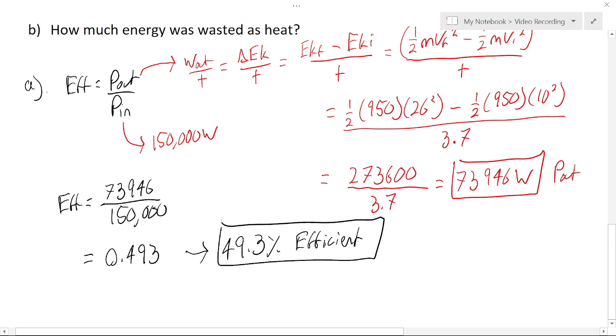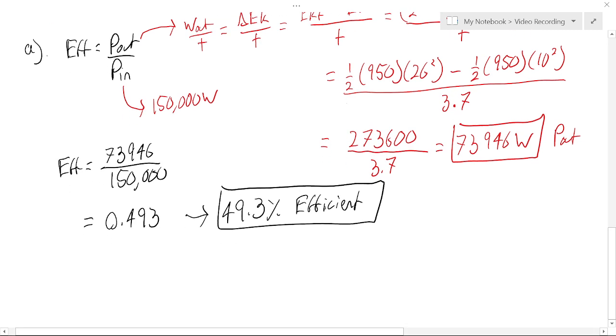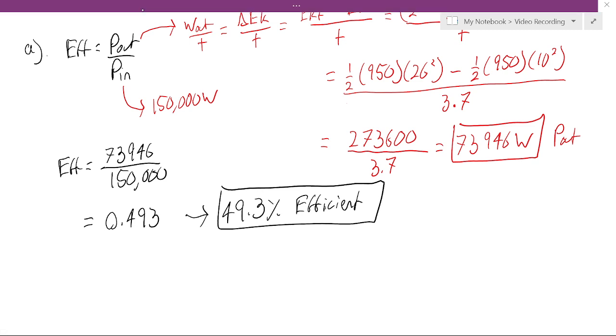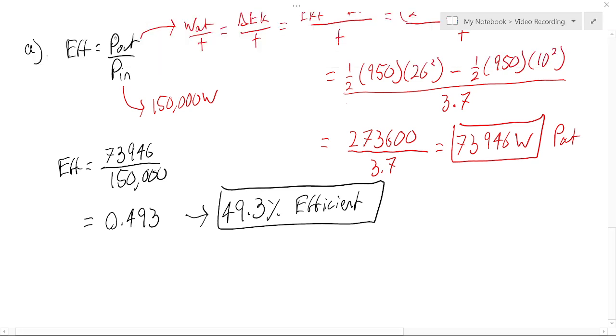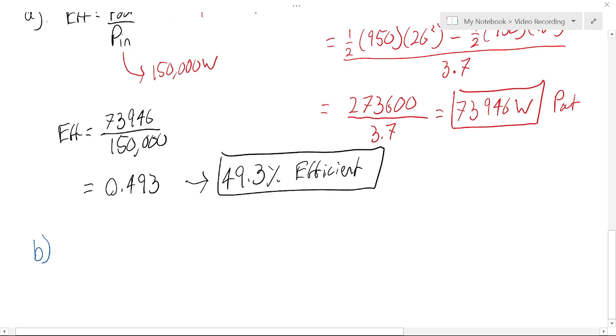Okay, that's part A. Part B says how much energy was wasted as heat. If you'd like, you can pause the video and try and find it yourself. If not, let's do it together. So for part B, we want to think not of how much energy was useful, but how much energy was not useful. And to look at this, we can think about the efficiency another way.